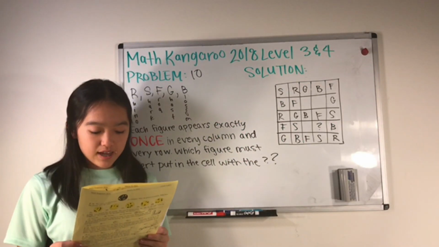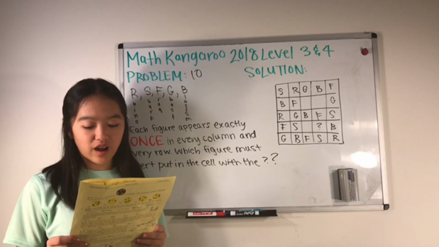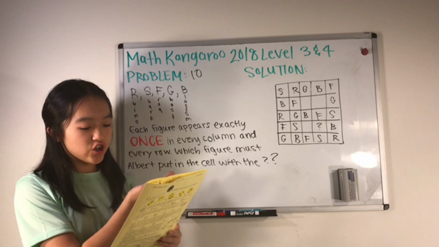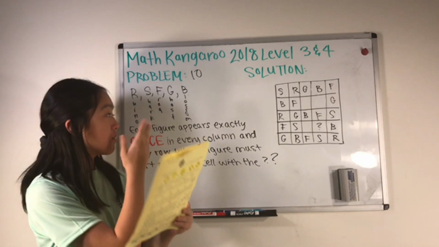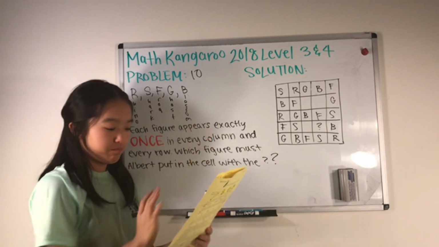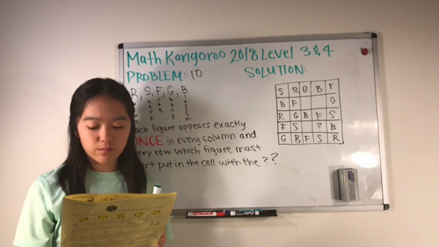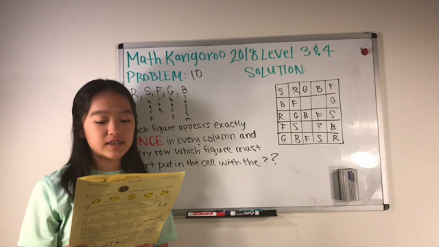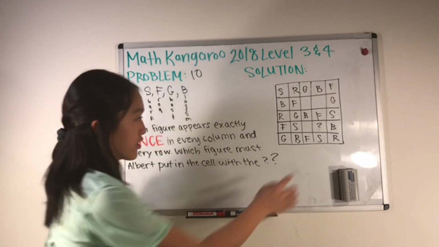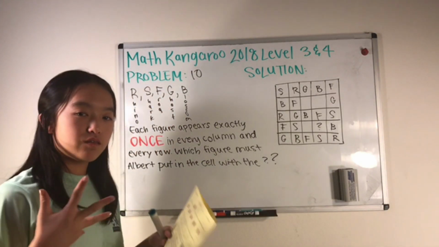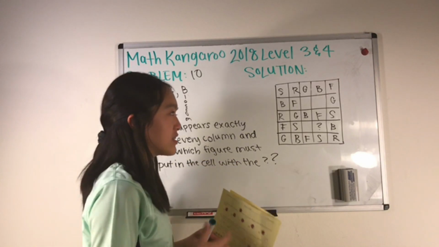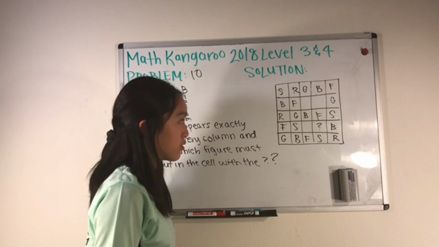Problem number 10 says, Albert fills the grid with these 5 figures. A rhino, a shark, a frog, a ghost, and a flower, which I'll refer to as Blossom. Each figure appears exactly once in every column and every row. Which figure must Albert put in the cell with the question mark, which is over here? So basically, if any of you have heard of this, this is similar to a game known as Sudoku.